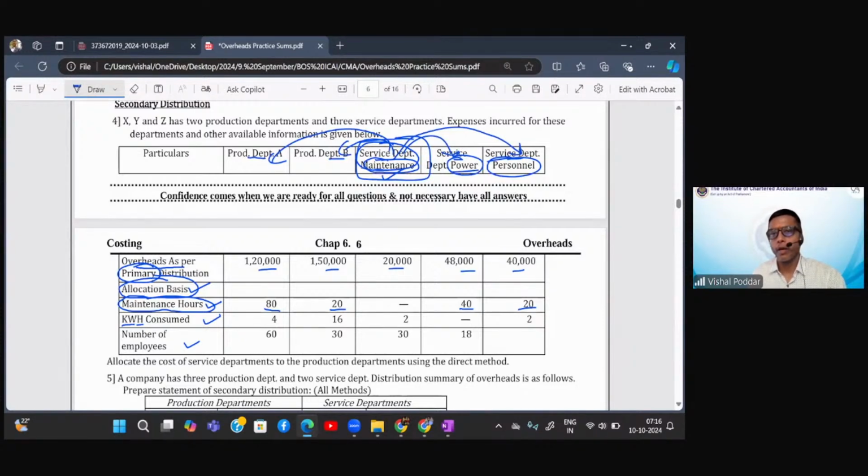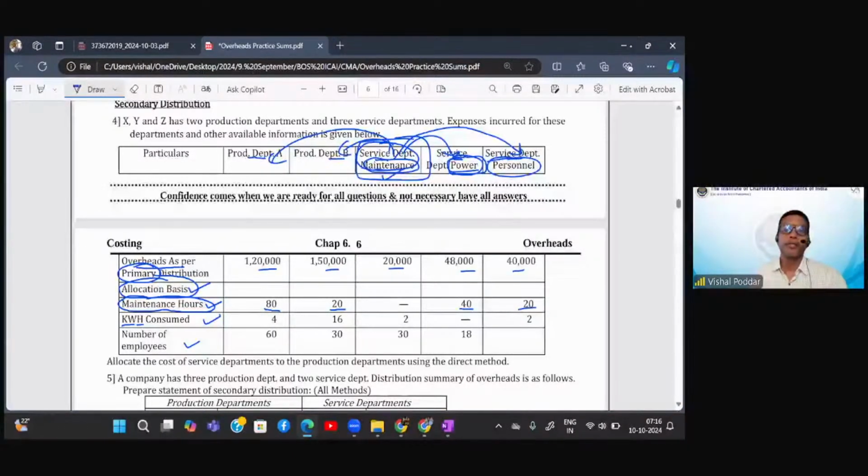Then we come to the power. So what is this example? You are not purchasing power from outside. You have your own power generation plant. So you are manufacturing your own power, and this is coming from this manufacturing power plant which is within your own factory. So it also becomes one service department.